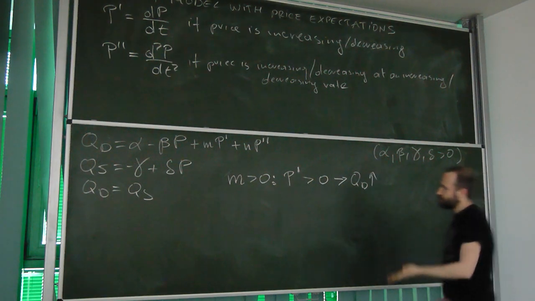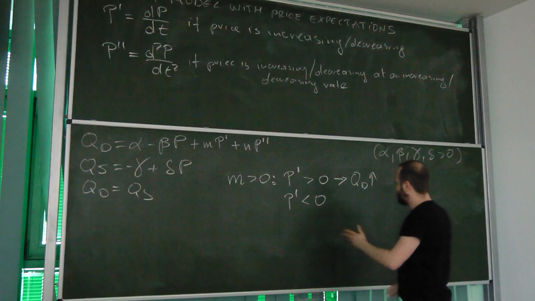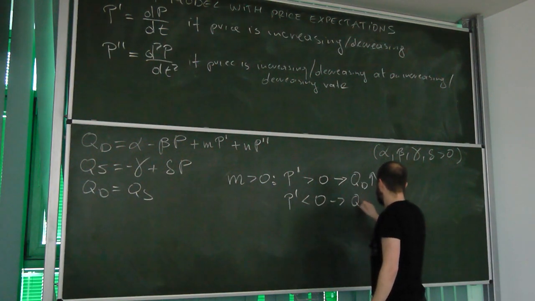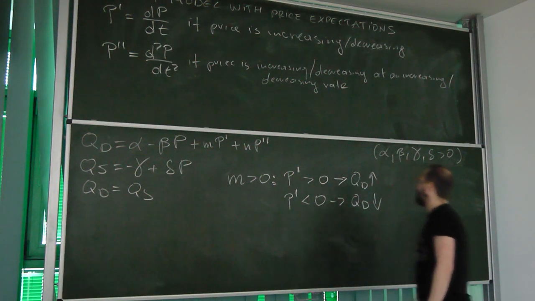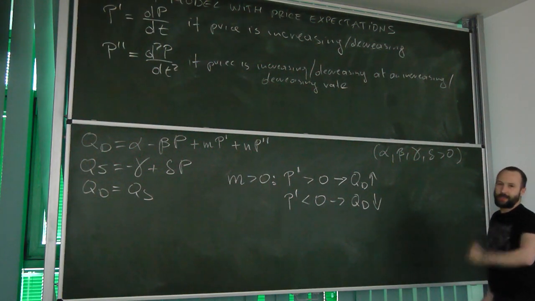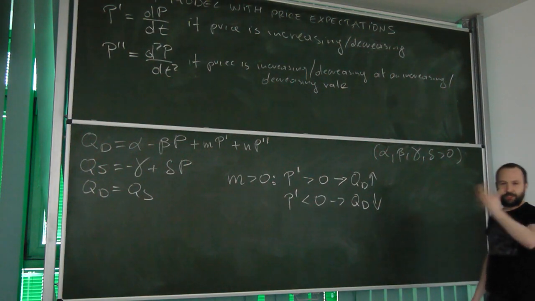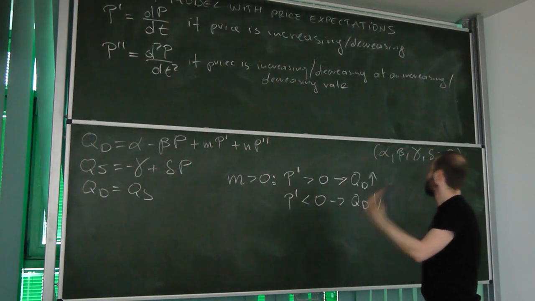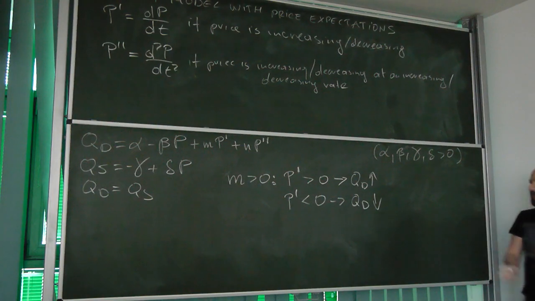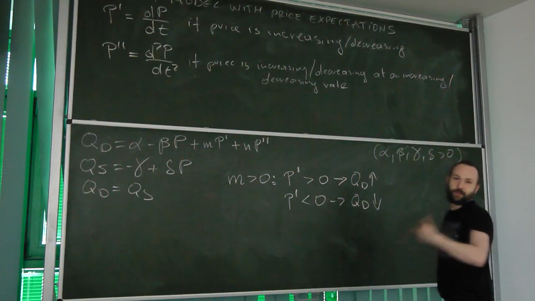And look, it also works in the opposite direction. If price is decreasing, this implies that quantity demanded goes down. So even though the price goes down, people buy less. Why? Because they expect that the price decrease will continue into the future. And it's better to wait with the purchases for the time when price is even lower.